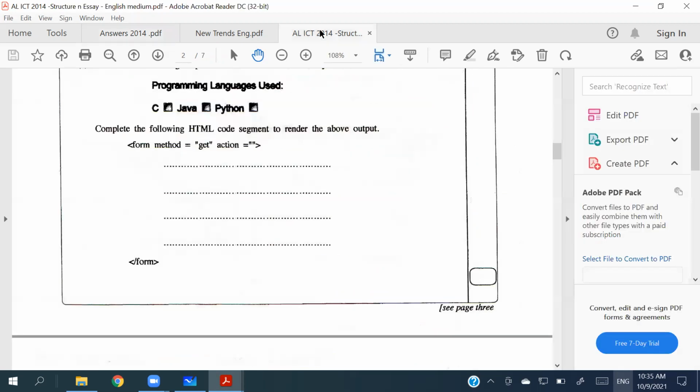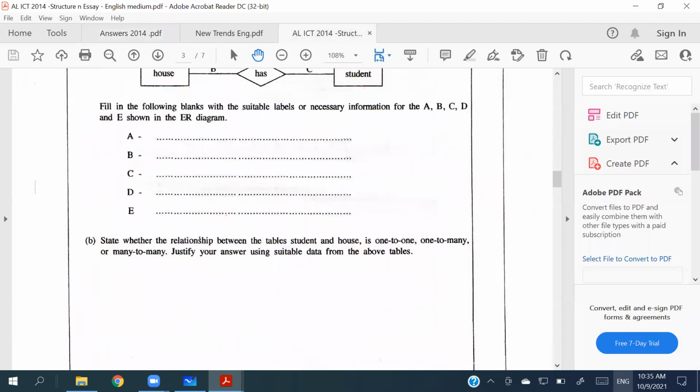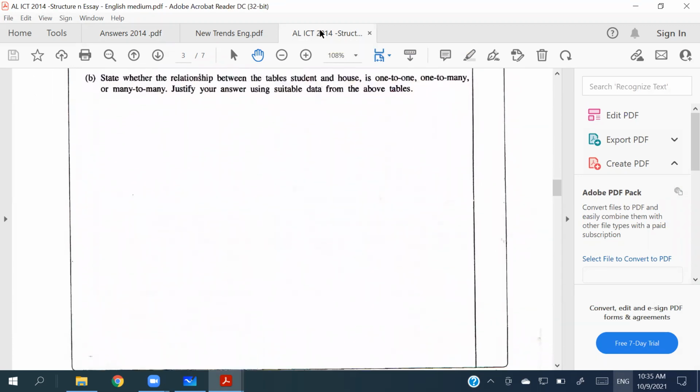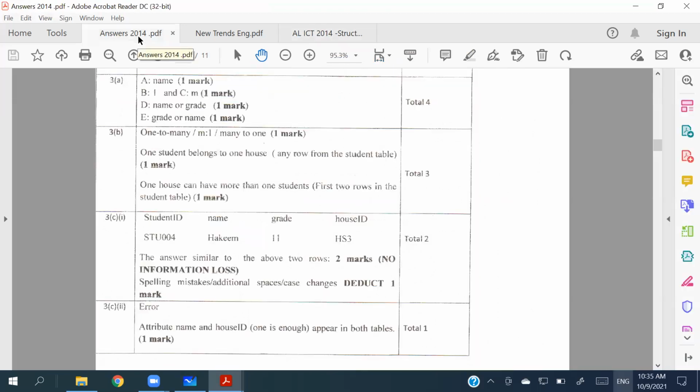In part B, they are asking the question, state the relationship between tables, student and house is 1-to-1, 1-to-many or many-to-many. Justify your answer using suitable data from the above table. Now, that's a serious question. You have to prove it using the above table, right? So you have to tell the relationship is in between.